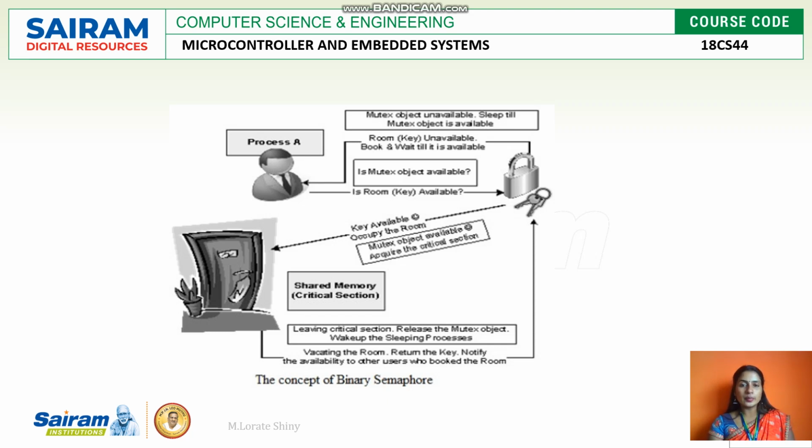Here also, process A wants to access the mutex object, which is unavailable. So process A will go to sleep mode until the mutex object is available. After that, process A keeps checking whether the mutex object is available. When the mutex object is available, it can acquire it and enter the critical section.